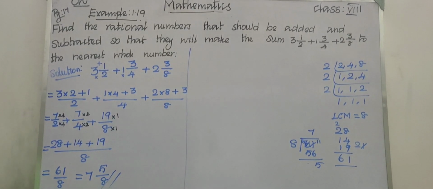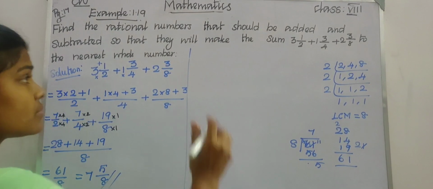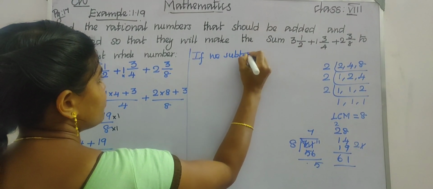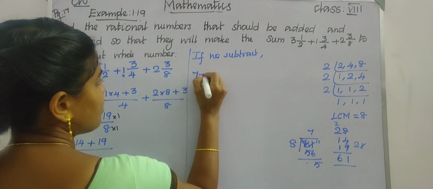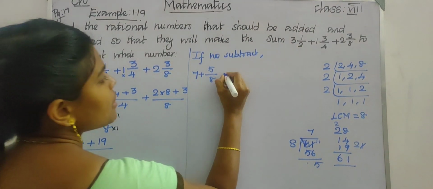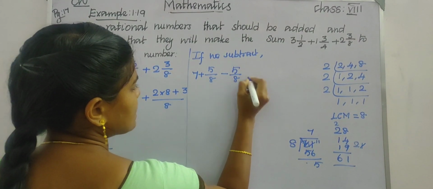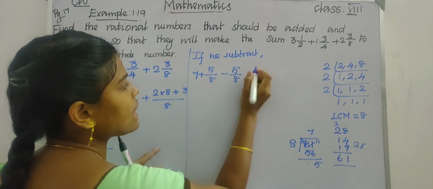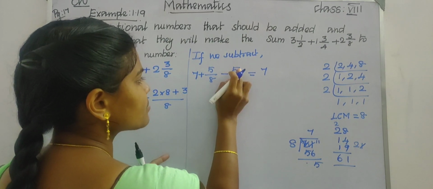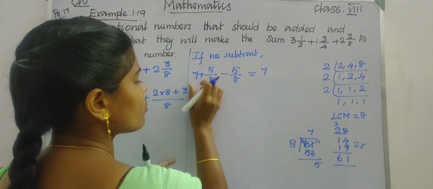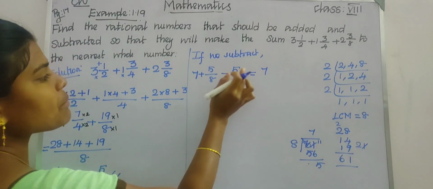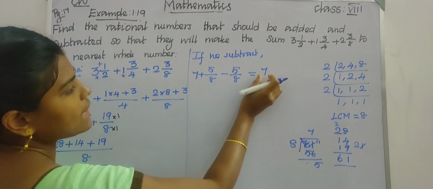So simply if you are subtracting, okay, see, if we subtract, so 7 plus 5 upon 8, right? So the whole number plus 5 upon 8 minus 5 upon 8, okay. Simply if I am subtracting this one, I will get the whole number 7, right? Now 5 minus 5 will get 0. 0 minus 8 means no value. So we will get the whole number as 7. Okay children. So simply if we are subtracting minus 5 upon 8, we will get the answer as 7.